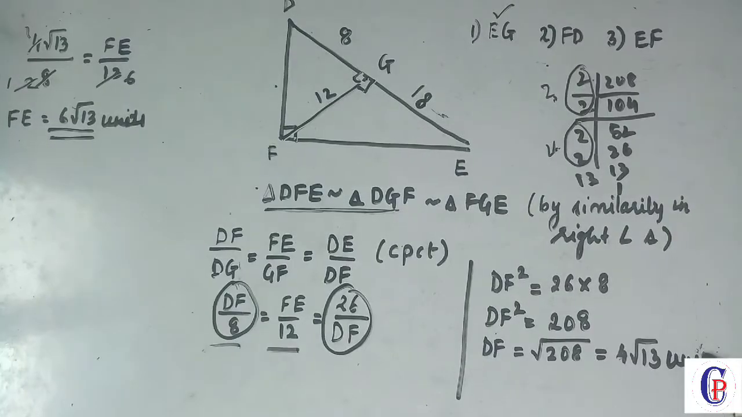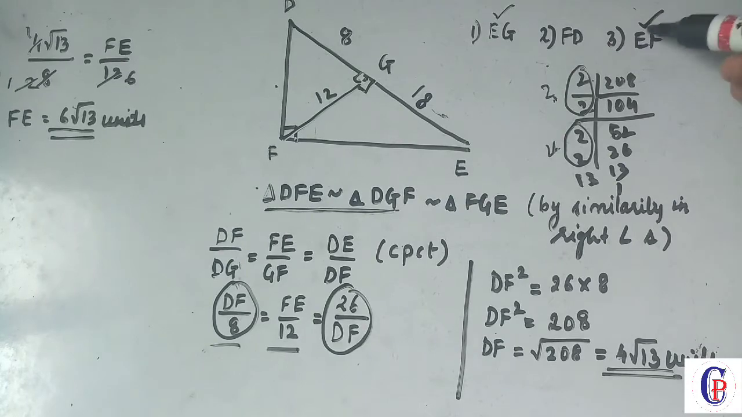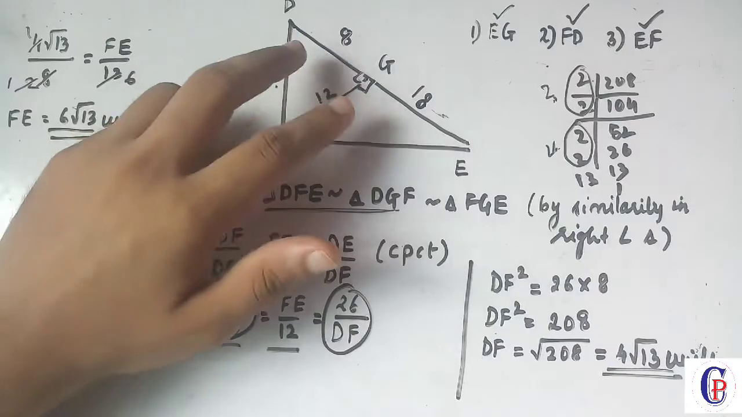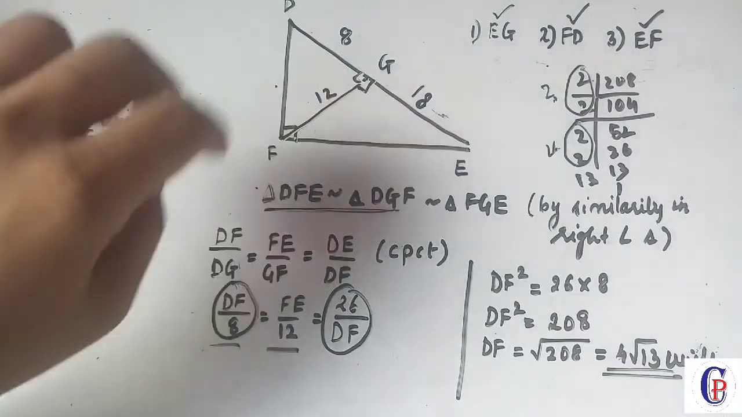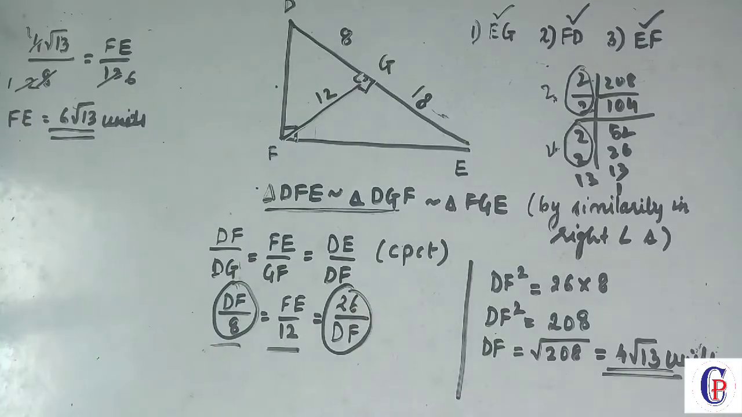This is also in units. So we have found FE, that is EF, FD. Instead of applying Pythagoras in both these triangles, I have applied similarity in right angle triangles and easily got the answer. So I hope it is clear. We can move to the next sum.